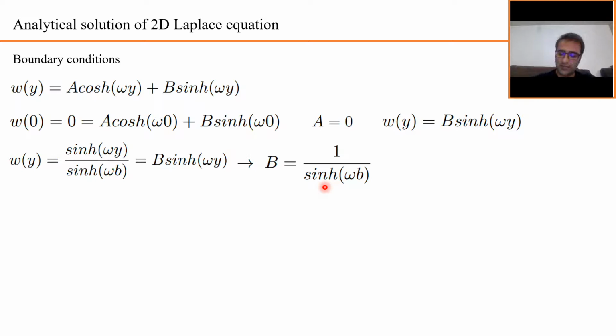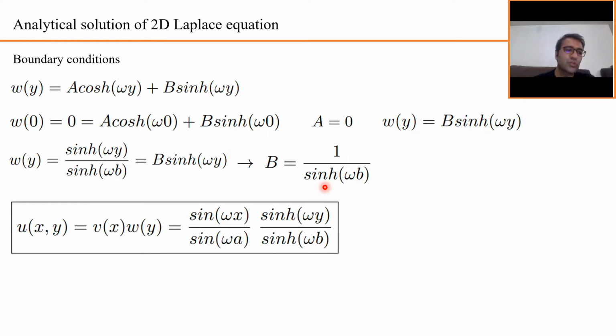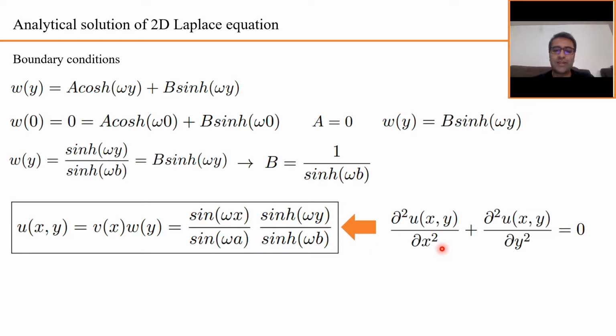So after applying the boundary condition, we found the solution, and this is just the multiplication of vx multiplied by wy. We found sine omega x divided by sine omega a for vx, and we found sine hyperbolic omega y divided by sine hyperbolic omega b for wy. And this is the solution of the two-dimensional Laplace equation in Cartesian coordinates with well-defined boundary conditions.